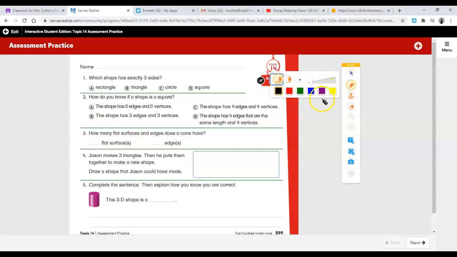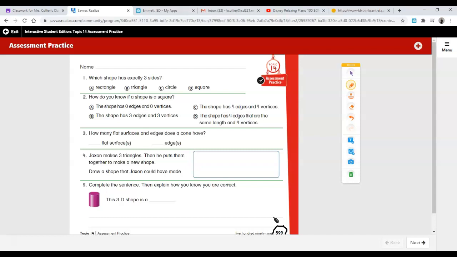Boys and girls, before you take your assessment test, I want you to do a practice. Open up your math workbooks, your Envisions Math Workbook, Volume 2, and go to page 599, what I just circled at the bottom. There is a practice test that you can do before you complete that assignment.